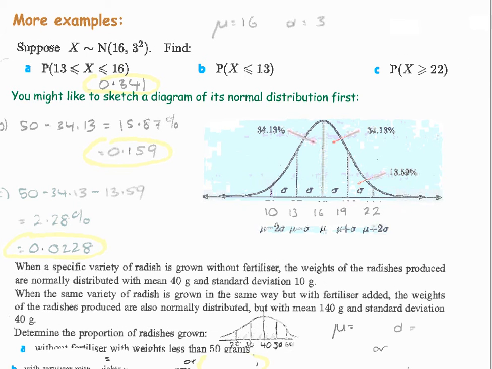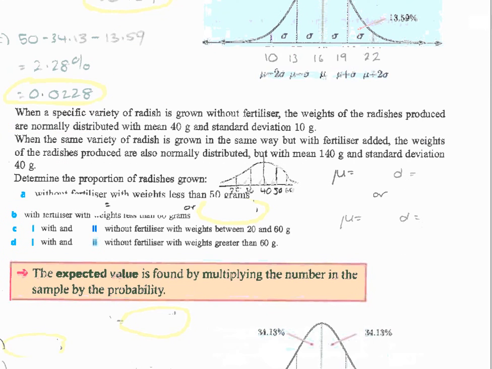Here's another example. We'll try to make it a bit more real life again. When a specific variety of radish is grown without fertilizer, the weights of the radishes produced are normally distributed with a mean of 40 grams and a standard deviation of 10 grams. When the same variety of radish is grown in the same way, but with fertilizer added this time, the weights of the radishes produced are still normally distributed, but the mean in this case is 140 because it makes them grow bigger, and the standard deviation is 40 grams. So a wider distribution, like more variability.